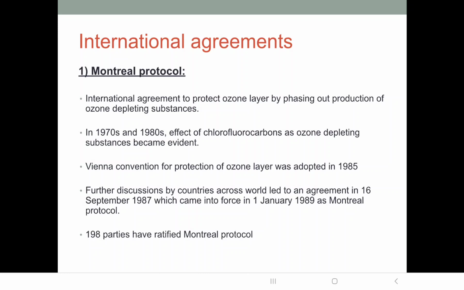So 16 September 1987, remember this date. It was the date when the Montreal Protocol was made, but it came into force on 1st January 1989. 16 September is also remembered as the International Day for Preservation of the Ozone Layer. Now, how many parties or different countries have ratified the Montreal Protocol? There are 198 parties that have ratified the Montreal Protocol.